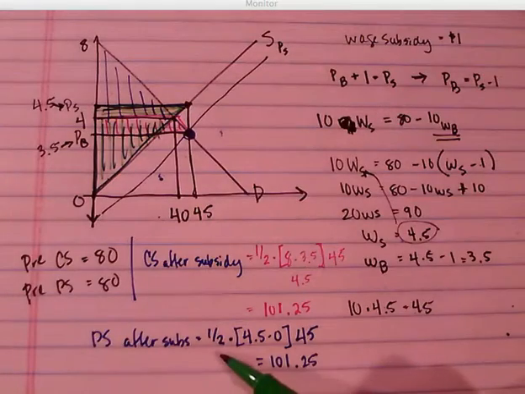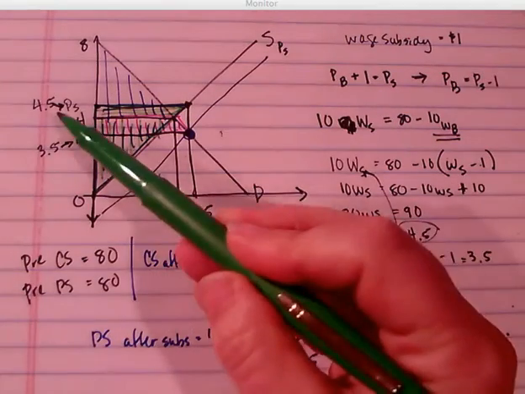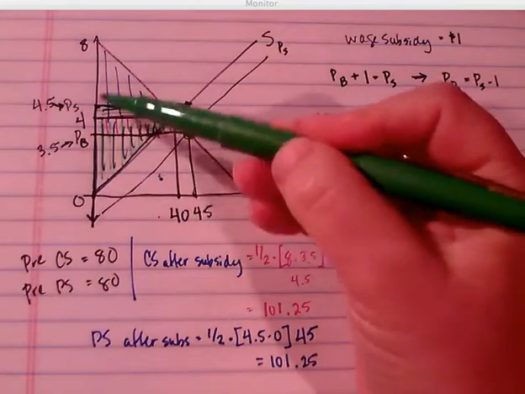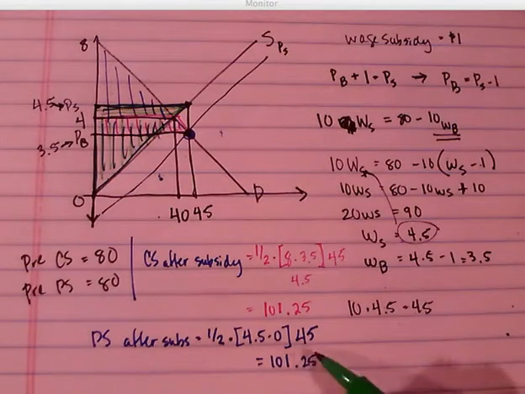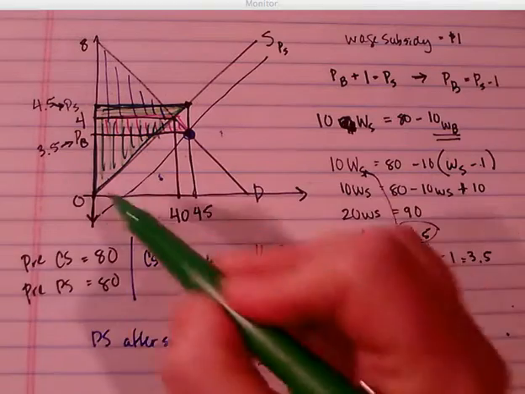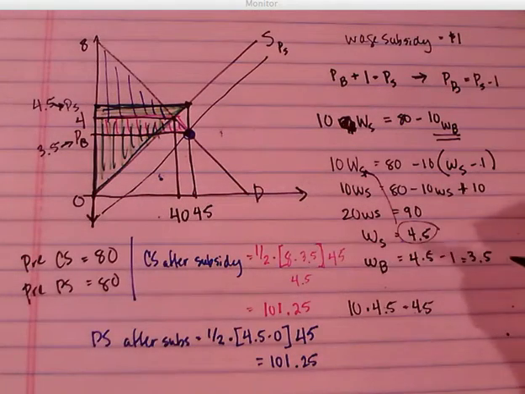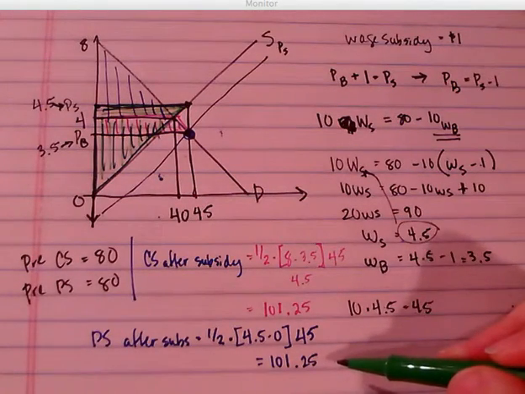So it's 1/2 times 4.5 minus 0, because this is the height of this new extended triangle, times 45, the width of this new triangle. And so that gives us 101.25.